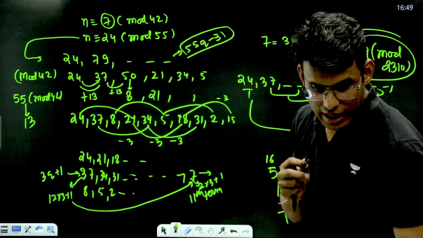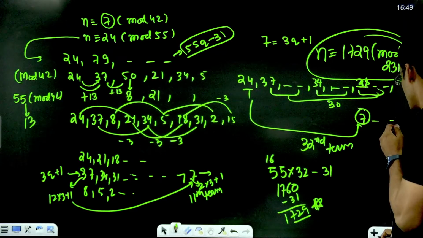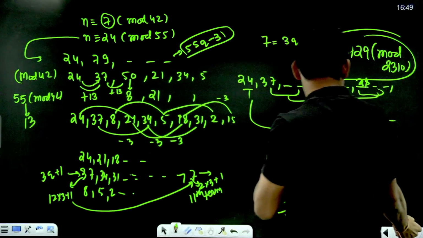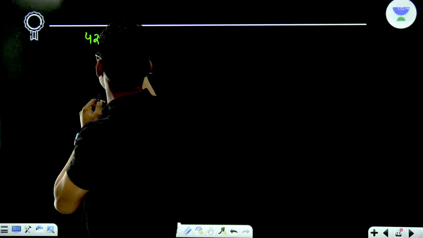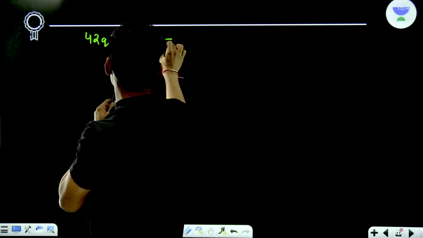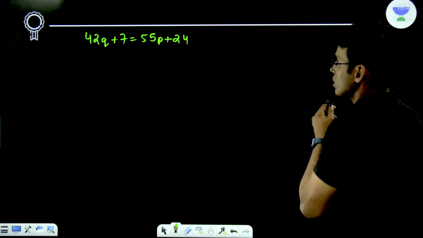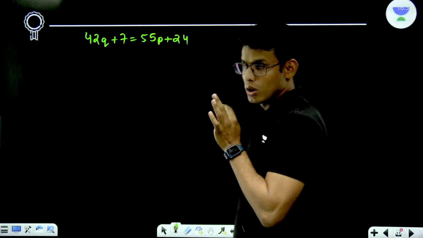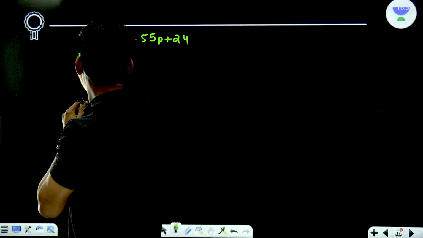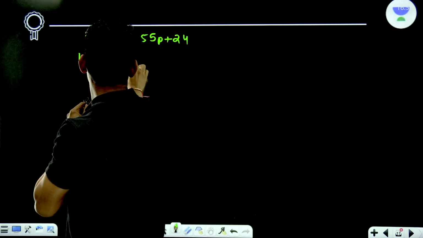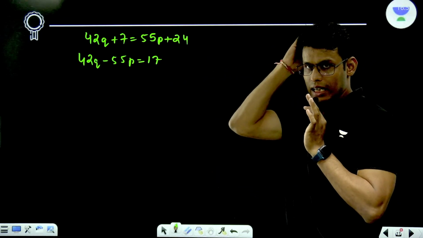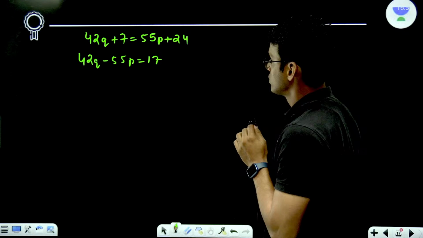Let us solve using Bezout. We got till here, and now let us solve using Bezout. In fact, this will actually be simpler. 42q plus 7 is equal to 55p plus 24. Now I will solve: 42q minus 55p is equal to 17. Let's solve this one.